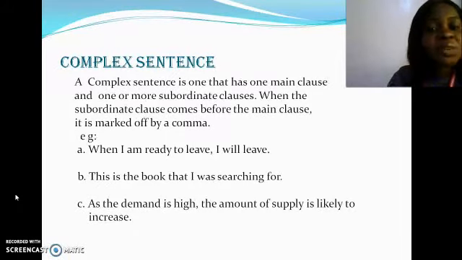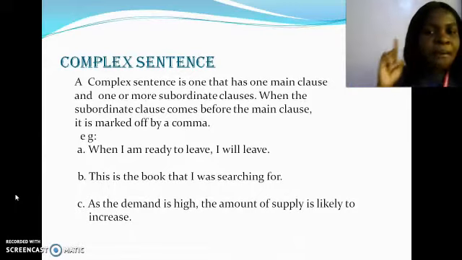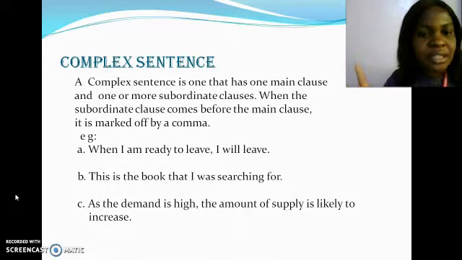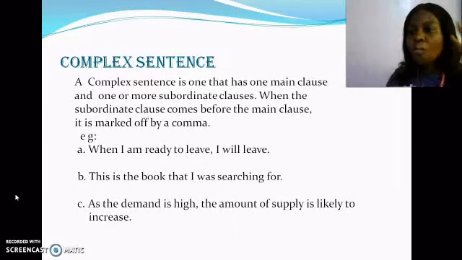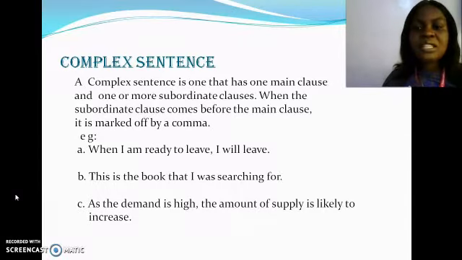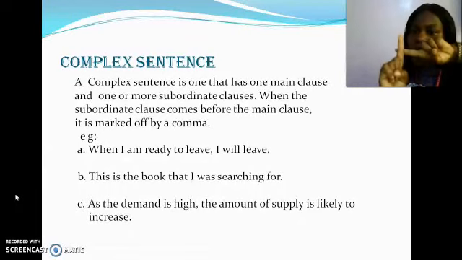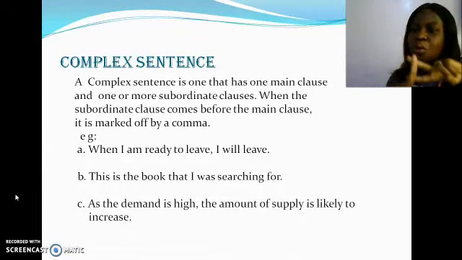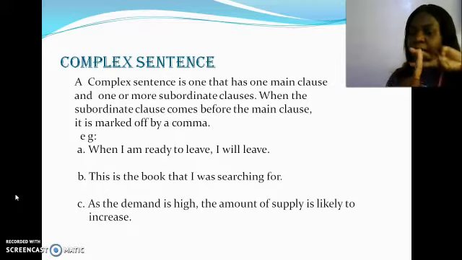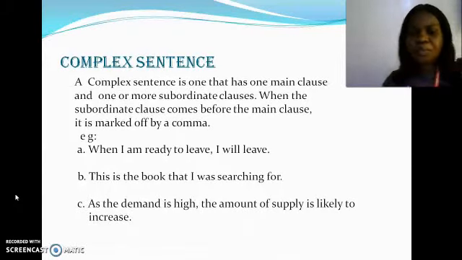A complex sentence is one that has one main clause, that is, one simple sentence, and one or more subordinate clauses. So in a complex sentence, you have one main clause and one or more simple subordinate clauses. So you have one independent clause and one or more dependent clauses.